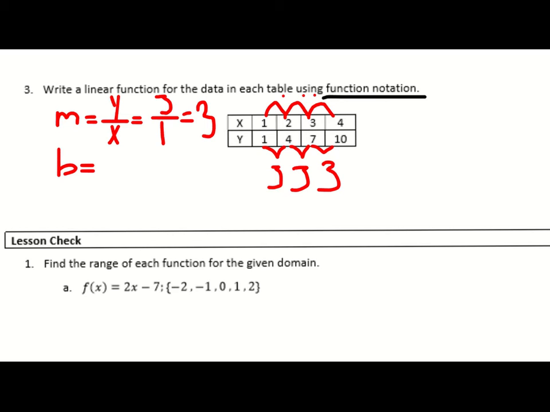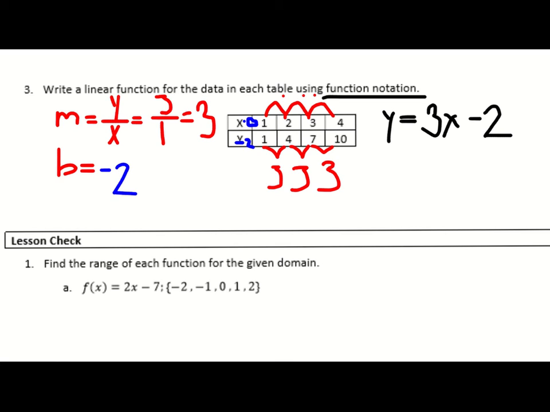Now, as for the y-intercept, that is when x is 0. So every single time x increased by 1, so now we're going back 1. And the y's, every single time it increased by 3. So now we just go back 3. So 1 minus 3, that's negative 2. So my b value is negative 2. So if we plug this in, y equals m, which is 3x, plus b, which is minus 2.